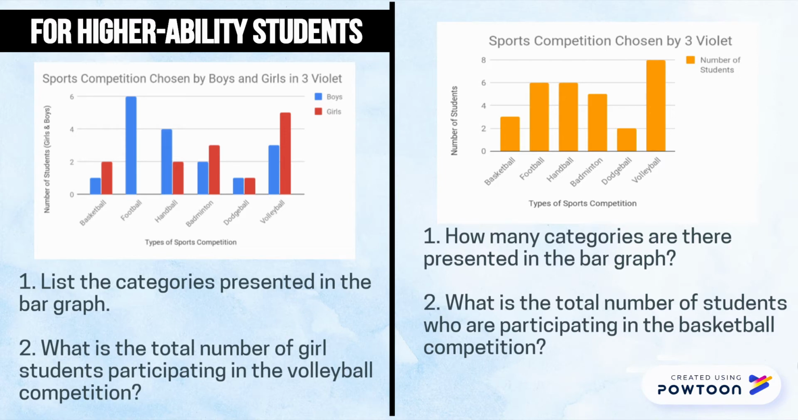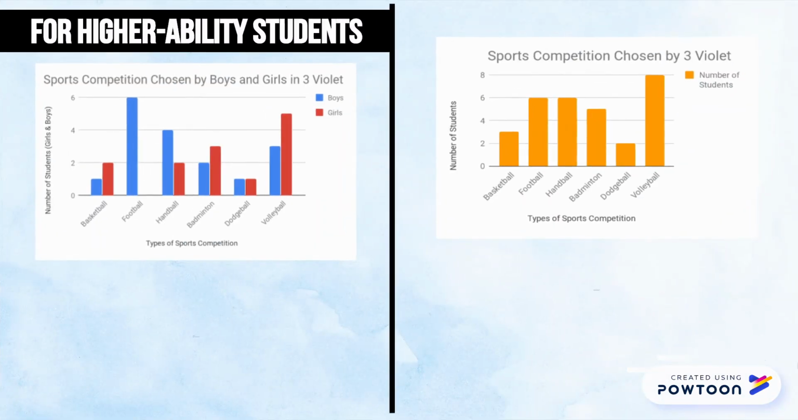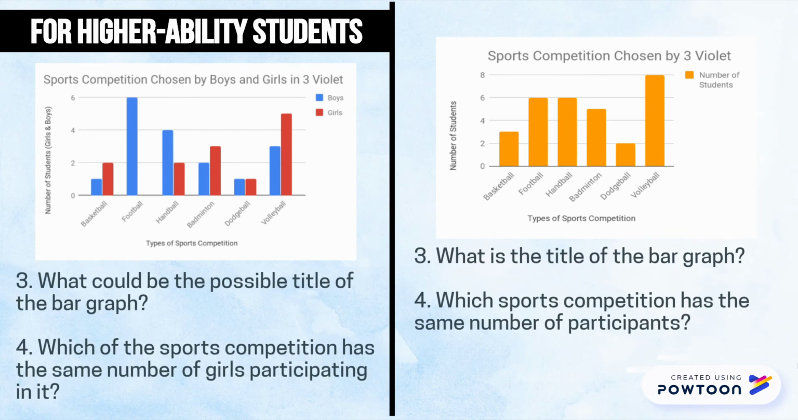So the difference between the question asked here is that high ability students are provided with a more complex bar graph, and the way of asking the questions are different. From the questions proposed, we can see that the answers can be identified and lifted directly from the bar graph. For example, the first question, how many categories are there presented in the bar graph? Students could just count the number of bars that are presented in the bar graph and state the total number. As for high ability students, it would require students to list the categories presented in the bar graph. These are some of the extra questions for each of the bar graph that you can refer to while planning your lesson.